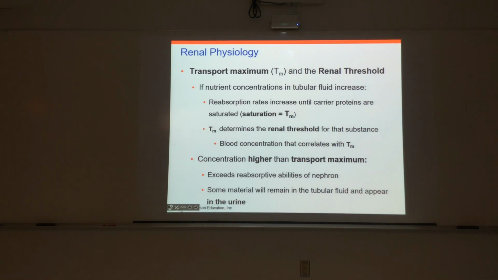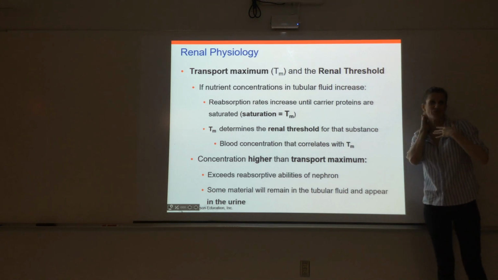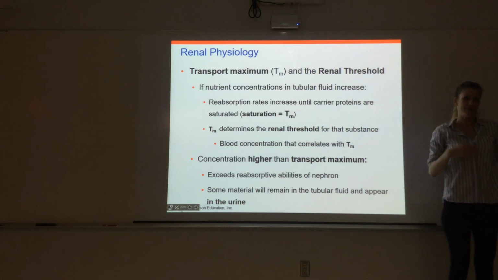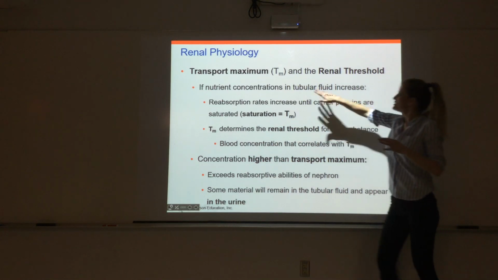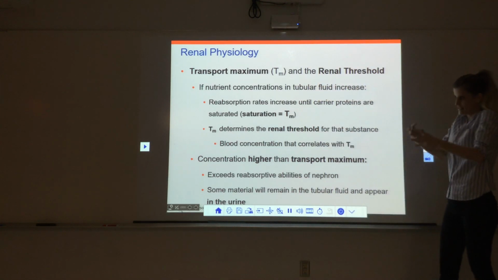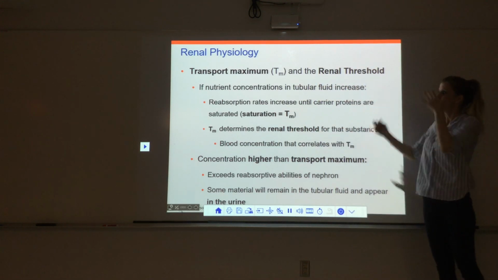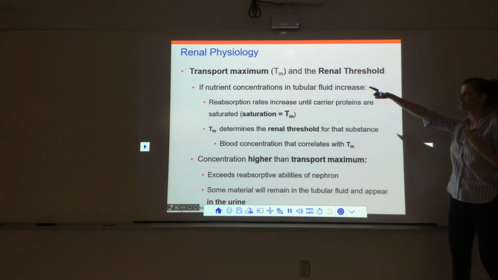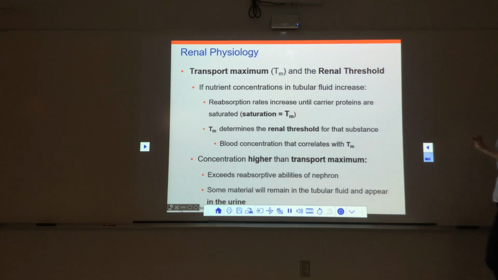All right, so we have to mention transport maximum and renal threshold. When I first start to talk through this, it's gonna sound confusing. I promise it's not. Just walk through it with me and it makes sense. So these two things, these are different values. The transport maximum is a different thing than the renal threshold, but they're directly related to each other. Okay, we see that the transport maximum ends up determining what the renal threshold is.